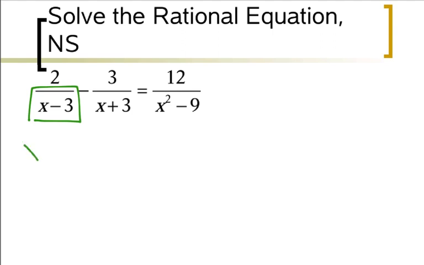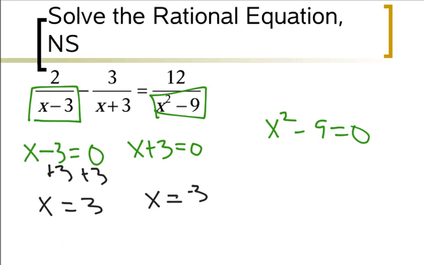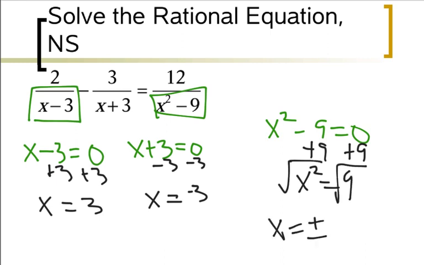Well, I'm supposed to set each denominator equal to 0 and solve for x in each case. So I should have added 3, and I would have got x equals 3. I would have got x equals negative 3 on the second fraction. And if I solve this one, it would give me the same answer. If I added the 9 and get x squared equals 9, and then square root both sides, I get x equals plus or minus 3. In other words, x can't be these things. Put can't signs. X cannot be plus or minus 3.